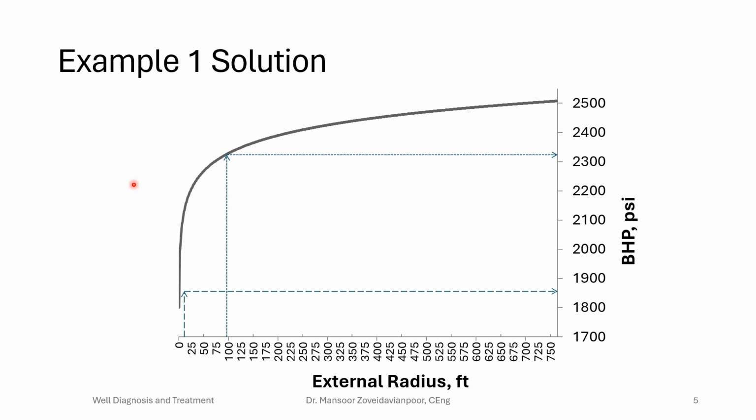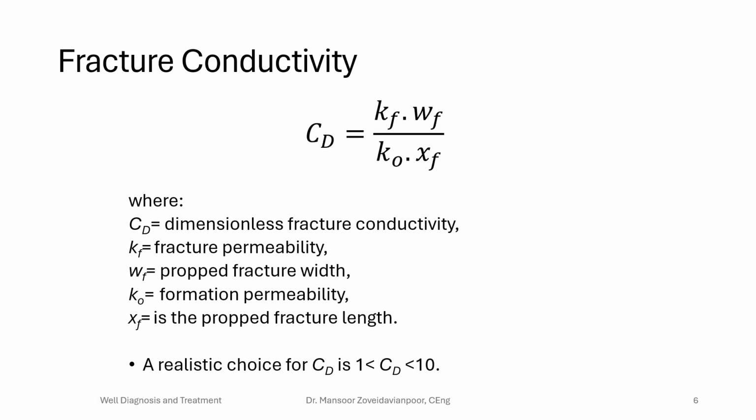In simple terms, CD, or dimensionless fracture conductivity, represents how easily fluid can flow through a fractured rock. It depends on factors like fracture permeability, K sub F, the width of the propped fracture, W sub F, formation permeability, K sub O, and the length of the propped fracture, X sub F. A typical range for CD is between 1 and 10, where higher values mean fluid flows more easily through the fractured rock.